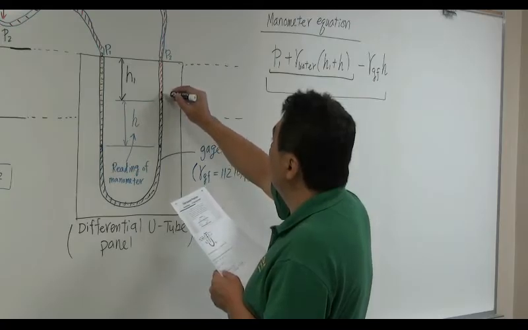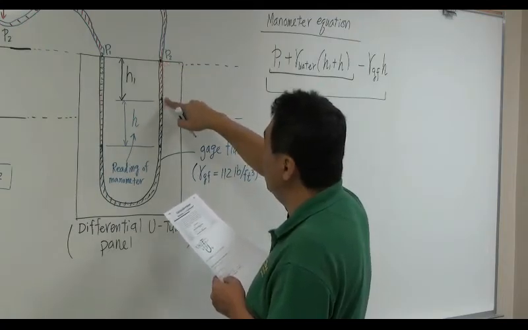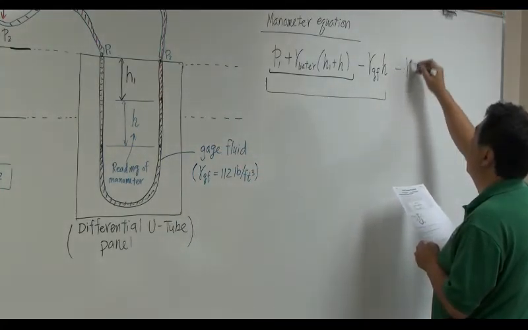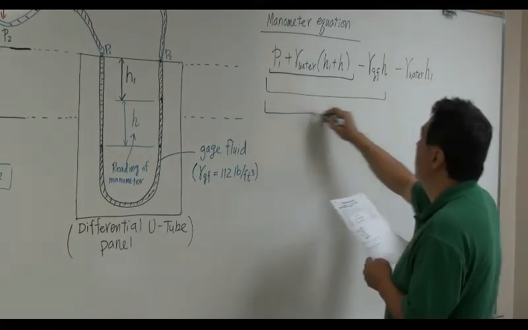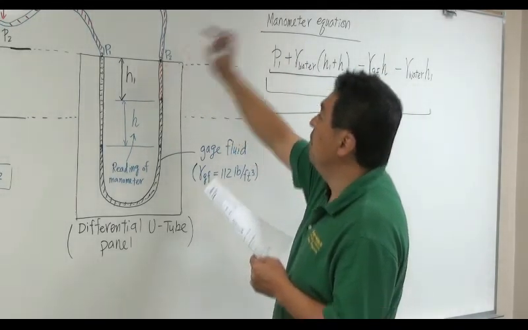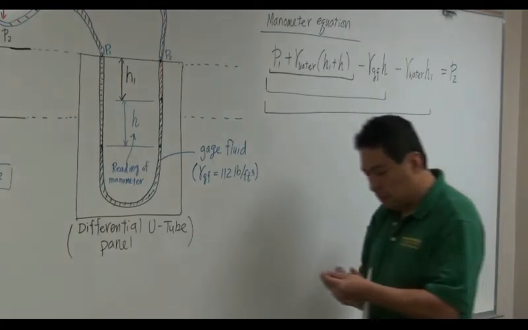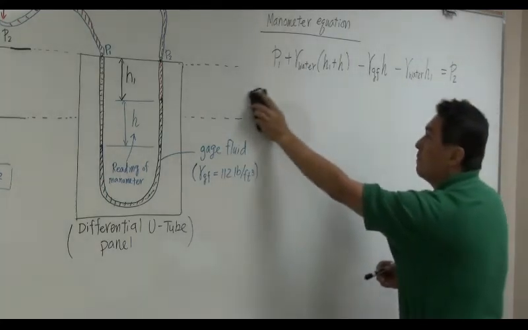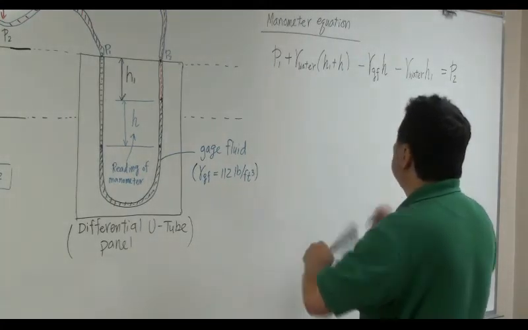So if you go a little bit more shallow right here, the pressure here is whatever the pressure here is minus, again, gamma of water times H1. So this is the pressure right here, which is equal to P2. Yeah? So now I squeezed out the manometer equation. Okay. So this is the manometer equation of this particular differential U-tube manometer.